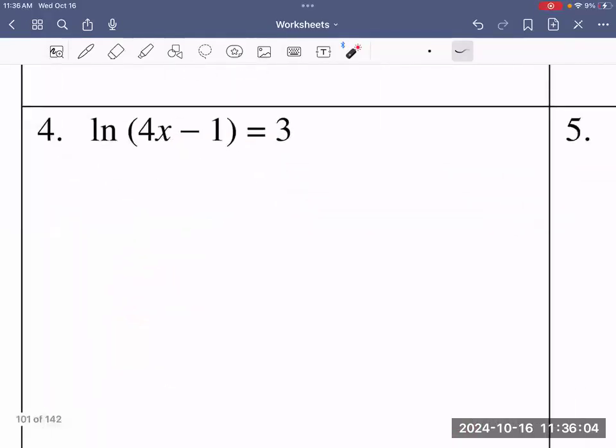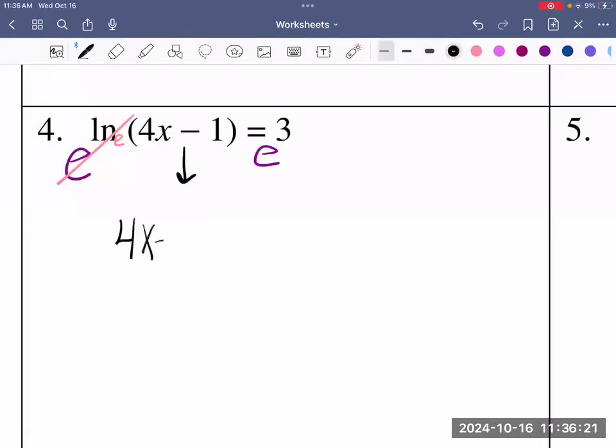So let's go ahead and do number 4. We talked about natural log and its base. Its hidden base, because they don't write it, is going to be e. So we're going to write e on both sides. What that allows us to do is it cancels out with your natural log. We have 4x minus 1 is equal to e cubed.